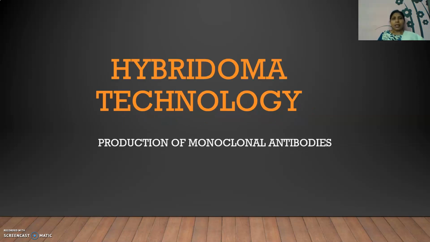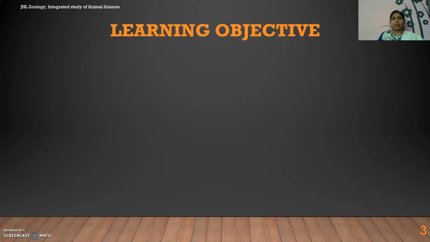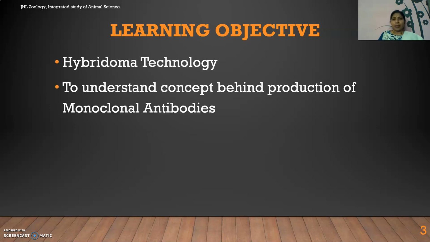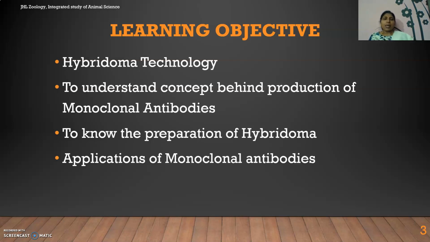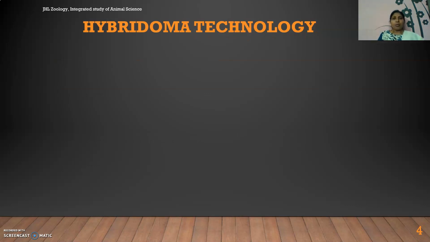Today in this video lecture, let us know about Hybridoma technology, the production of monoclonal antibodies. Learning objectives of the topic are: the learner will be able to know about Hybridoma technology, to understand the concept behind the production of monoclonal antibodies, to know the preparation of hybridomas, and the application of monoclonal antibodies.